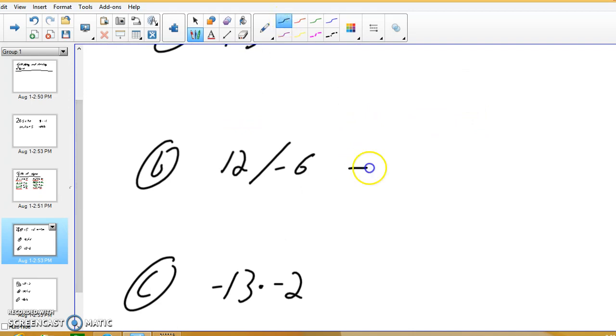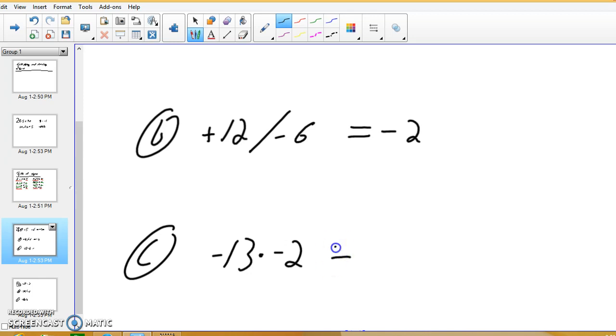Okay, we're going to do the same thing over here. Say we have 12 divided by a negative 6. Let's go through the signs. We have a positive 12 divided by a negative 6. Well, that's opposite signs, so it's going to be a negative. And then we just do the regular division. 12 divided by 6 is 2. So positive 12 divided by negative 6 is negative 2.